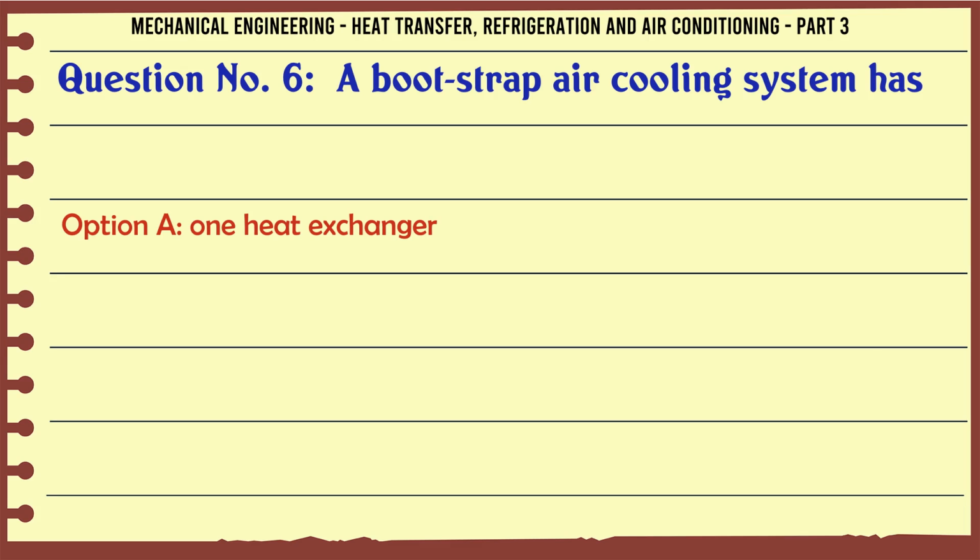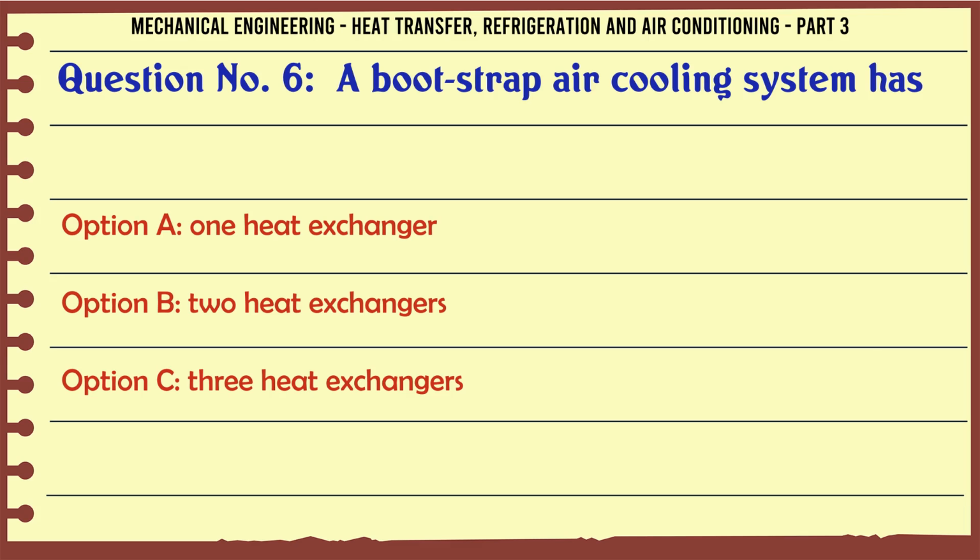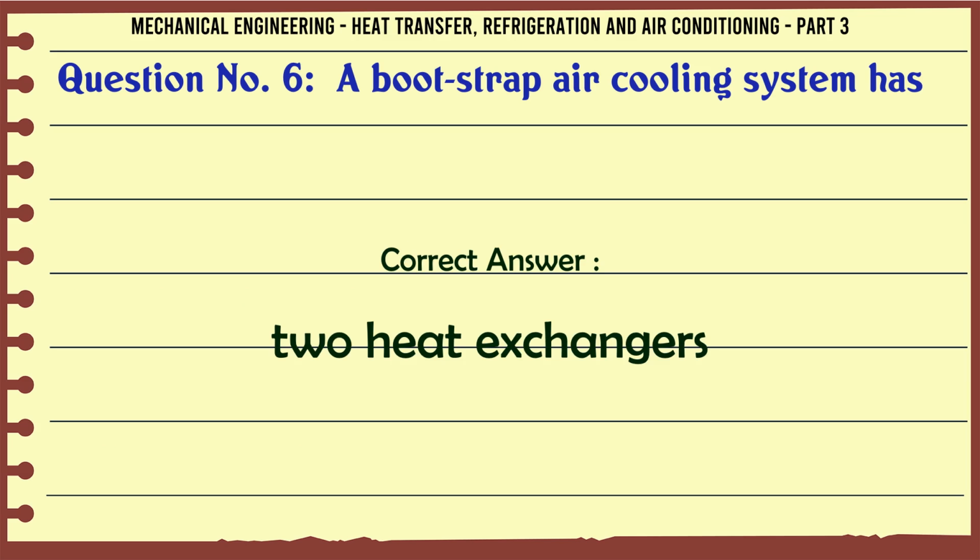A bootstrap air cooling system has A. 1 heat exchanger, B. 2 heat exchangers, C. 3 heat exchangers, D. 4 heat exchangers. The correct answer is 2 heat exchangers.